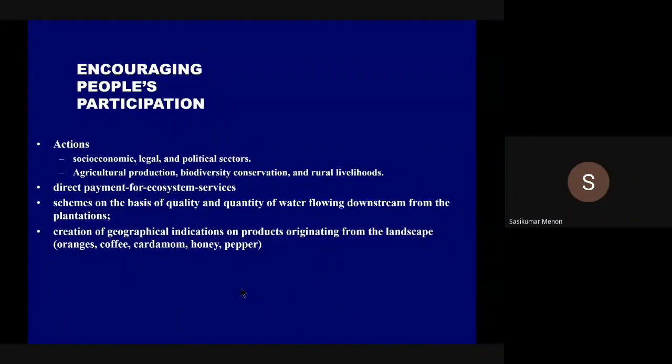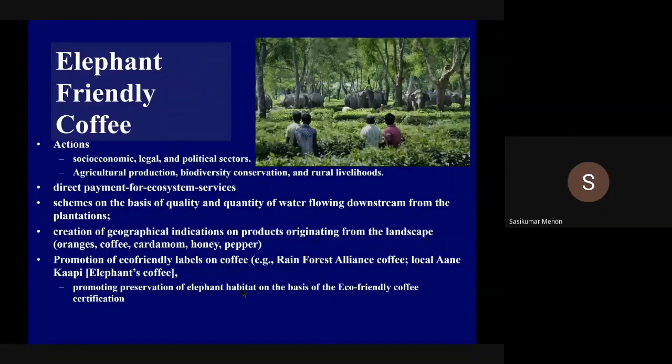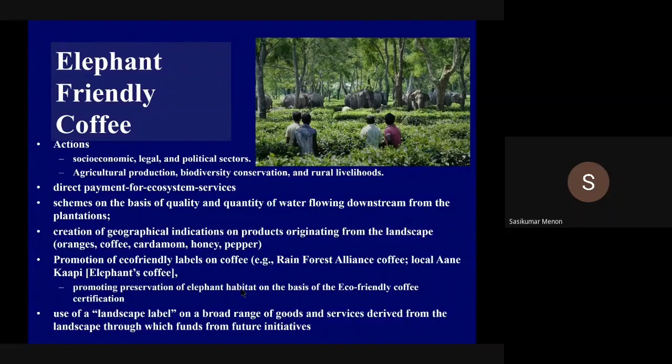A very good example is this elephant coffee. This plantation in the Northeast is allowing elephants to come into the plantation. In fact, visitors can go and see the elephants roaming freely in the plantation. They are calling it elephant friendly coffee, and that coffee is sold at 10 times the price of other brands of coffee. People are buying it only because the label says this plantation is elephant friendly, and therefore this coffee is more eco-friendly. This kind of thing has to be done more and more so that people participate more and more in our biodiversity conservation. So a landscape label is something that we need to introduce in our country.